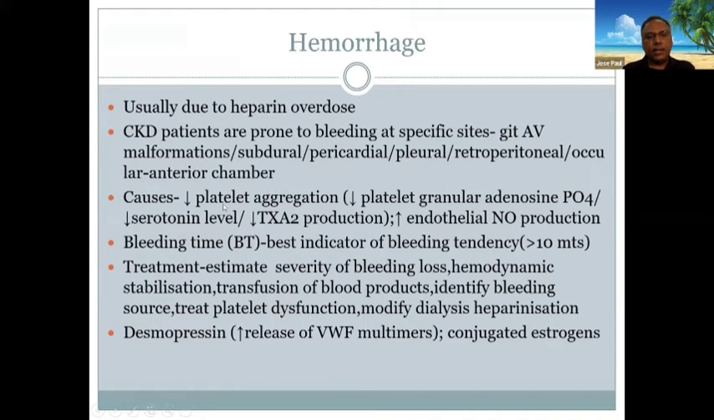So the causes include decreased platelet aggregation, decreased platelet granular adenosine phosphate, decreased serotonin level, decreased thromboxane production, and increased endothelial nitric oxide production. So these in general are the causes which are seen in CKD, and this is often complemented by a heparin overdose. Then bleeding time will be the best indicator for a bleeding tendency. You have to estimate the severity of the blood loss, and achieve hemodynamic stabilization. You have to transfuse blood products, identify the bleeding source, treat platelet dysfunction by intensifying dialysis, and modify dialysis heparinization. And desmopressin has been used to contain the bleeding.